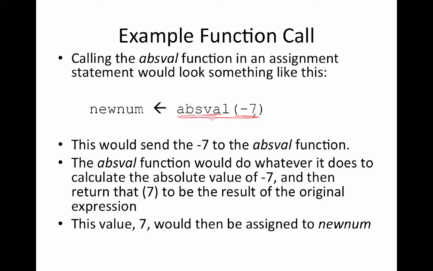When this function call is encountered, control is passed to the absval function itself. So the absval function takes the argument, the -7, and it does whatever it does to figure out what the absolute value of -7 is, which is 7. And then once it figures that out, it returns that value to be the result of the original expression. So once we get the 7 returned, then we can take the result of that expression and store it in the variable on the left, in this case in the variable new num.